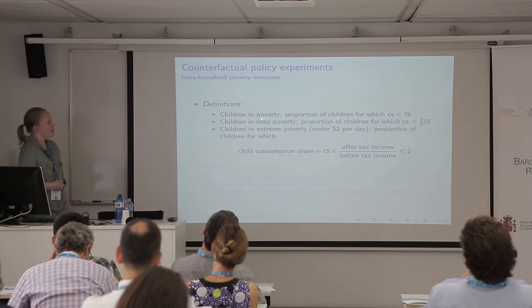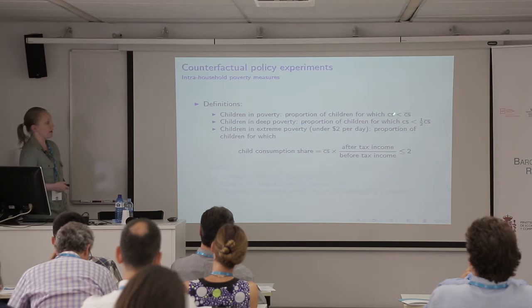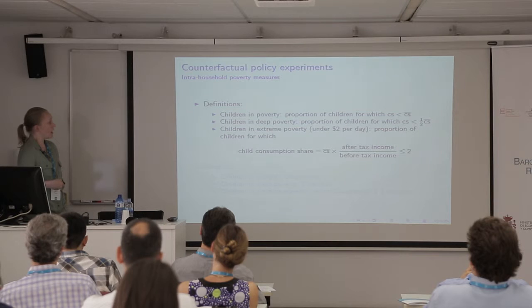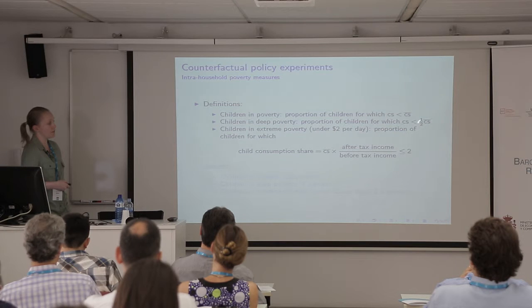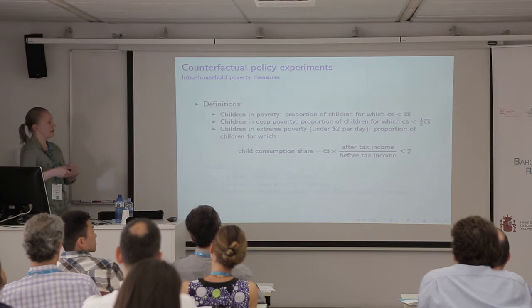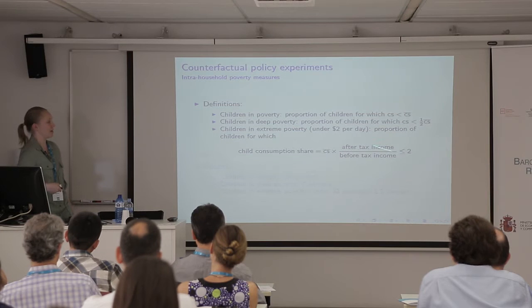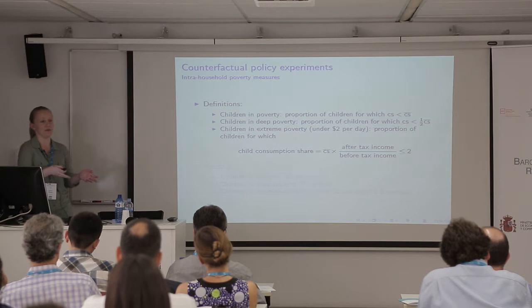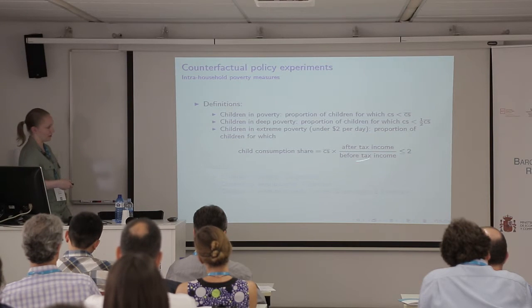To look at the number of children in poverty, I take the proportion of children for which this measure is less than the mean measure for the whole sample of this CS bar. For children in deep poverty, it's simply the proportion for which it's less than half of this CS bar. And then extreme poverty, this is the number of children under $2 per day. Again, because we're going back to dollars from the amount from before tax income, this is equivalent to the amount of money that the family has rather than what they had before taxes, so I do this adjustment here.